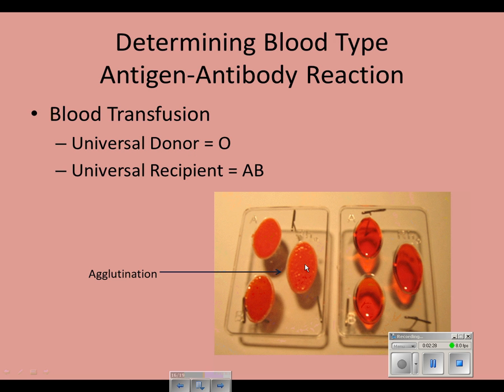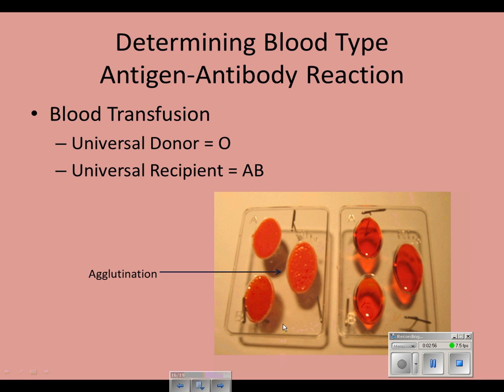If you are type A blood, you can receive a transfusion from somebody that has type A or type O, preferably A. If you were type B, you could receive a transfusion from somebody with type B or O. Type AB is called the universal recipient because they can receive blood from any type. The universal donor is type O. They can give to any type of blood, but they can only receive O.